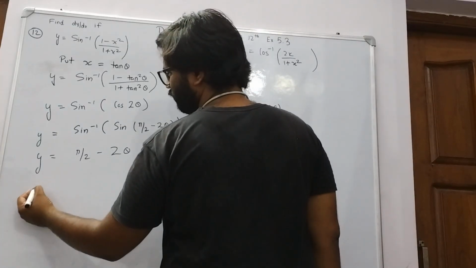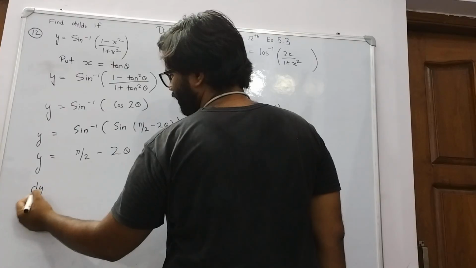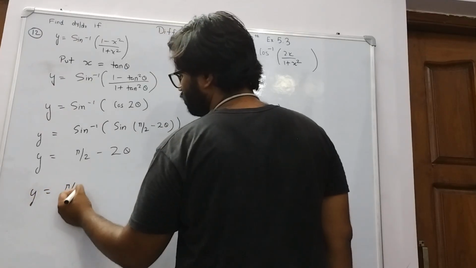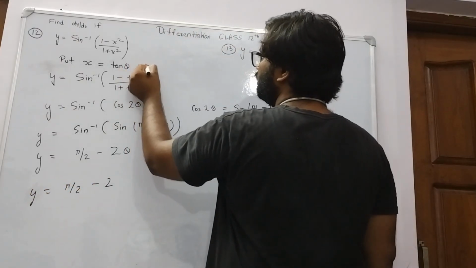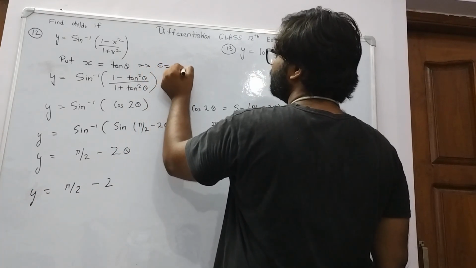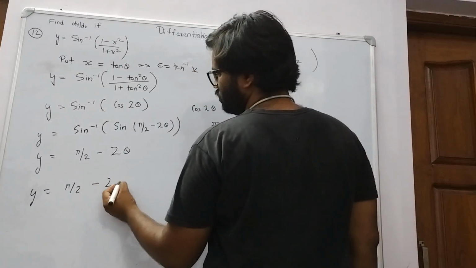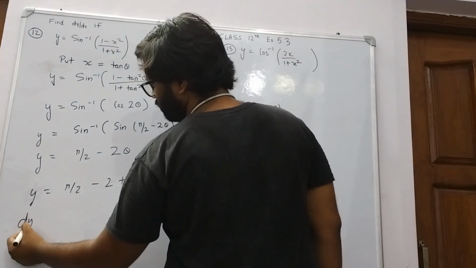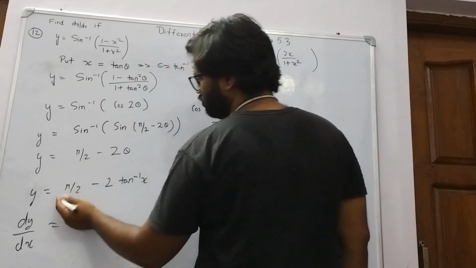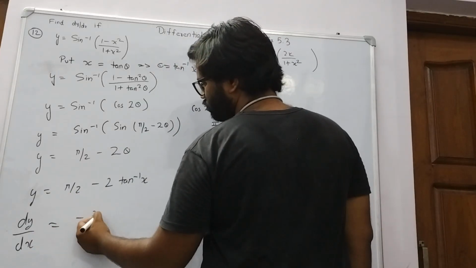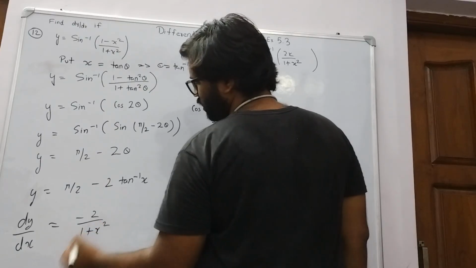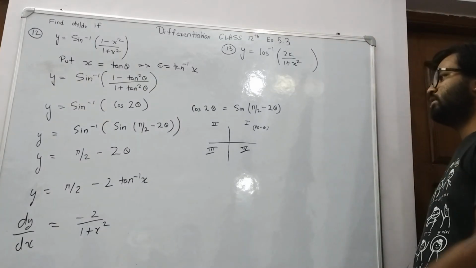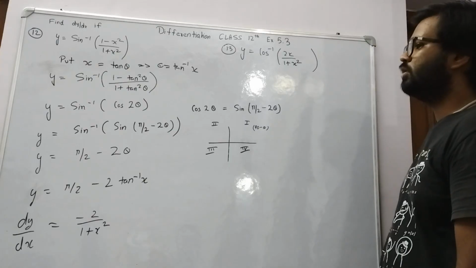So on differentiating, we will get dy by dx equals to, or I should write first of all, y is equal to pi by 2 minus 2 theta. From here, theta will be tan inverse x. So I can simply write pi by 2 minus 2 tan inverse x, and now I can differentiate. dy by dx equals to, the differentiation of a constant is 0, so pi by 2 will become 0, and minus 2 upon 1 plus x square will be your answer for question number 12. Okay, please take the screenshot and then we'll go to question number 13.